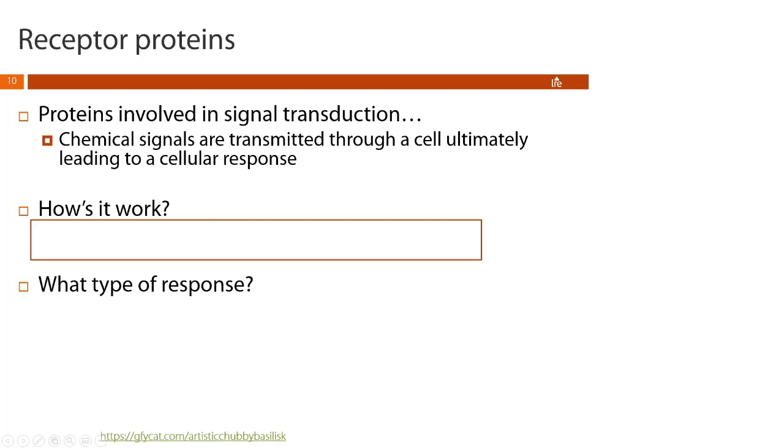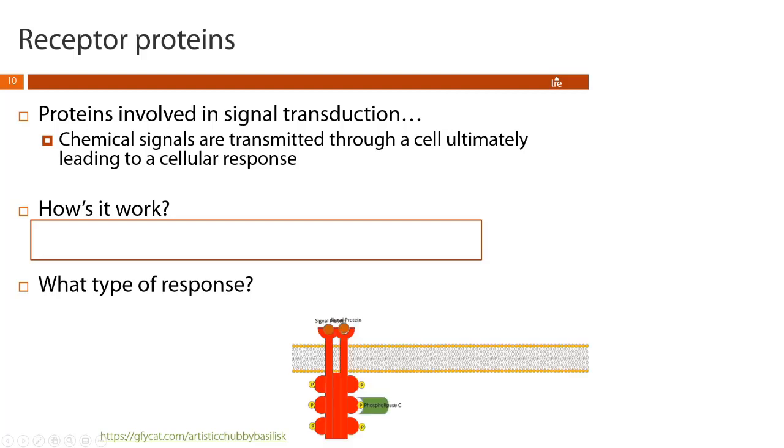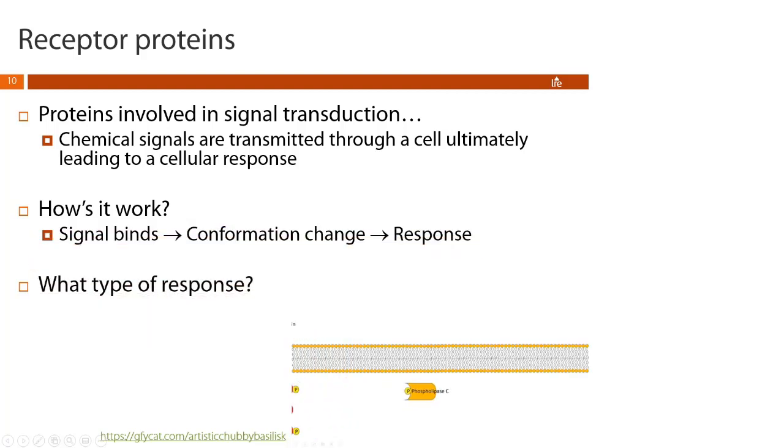So the basic way that these complex pathways work is a signal is going to bind to your receptor protein, which is going to cause a change in the conformation of that receptor protein. And that's going to lead to some kind of downstream response. Chances are it's going to be picked up by another protein, which is going to cause another conformational change and another response. So we call this a signal cascade, and it eventually leads to a change in the cell that we need to happen. So what type of changes, what type of responses are we talking about?